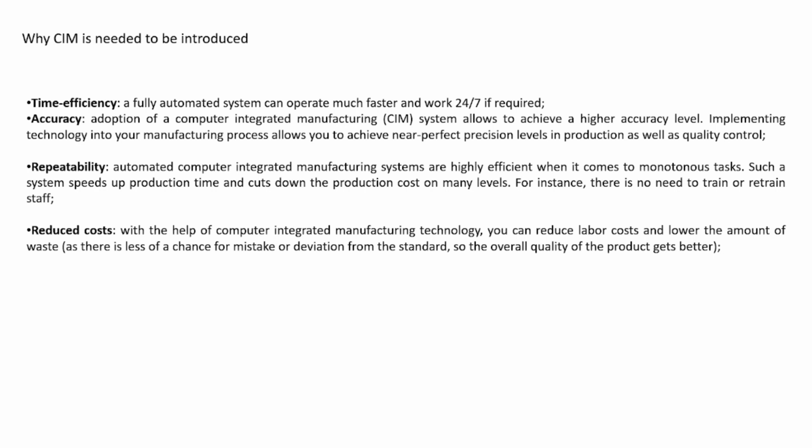And the next point is reduced cost also. With the help of CIM technology, you can reduce labor costs because manpower is lower due to that process, and lower the amount of waste. So overall, the quality of the products gets better. You are getting the best end product. And then repeatability is another factor: automated computer integrated manufacturing is highly efficient when it comes to monotonous tasks. So it speeds up production time and cuts down production cost. So time and cost are the most important factors here.